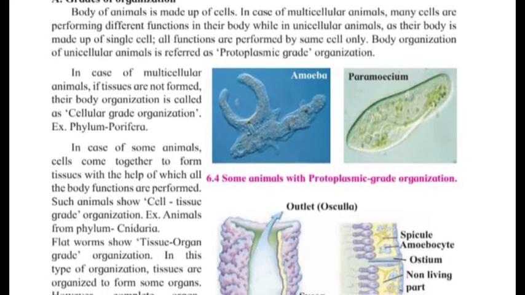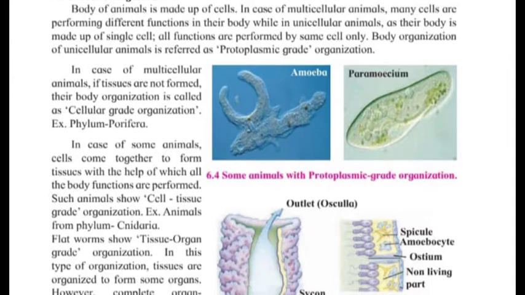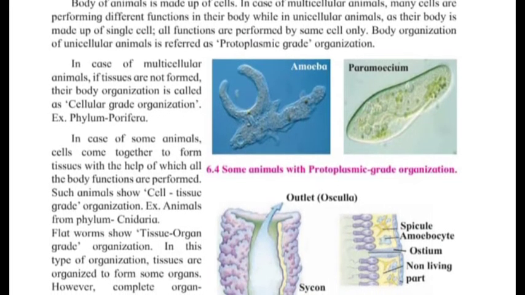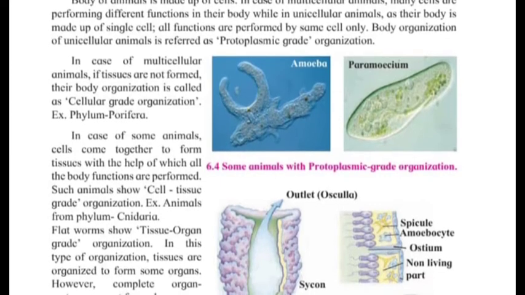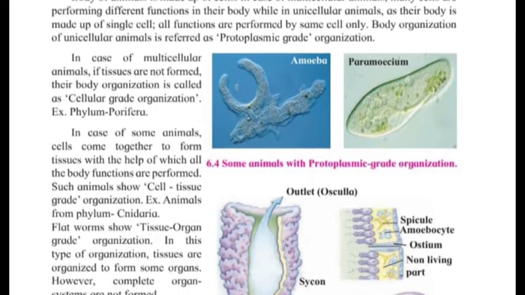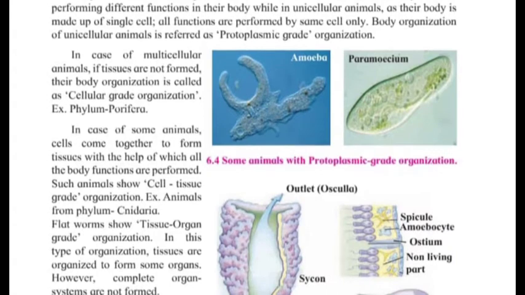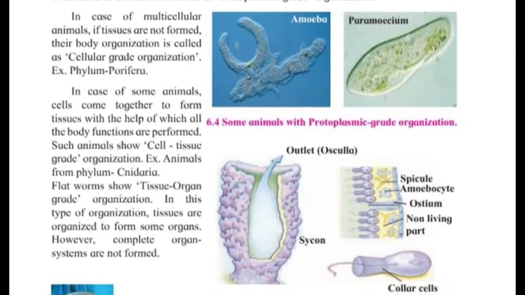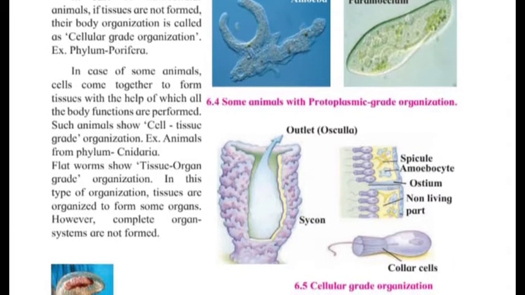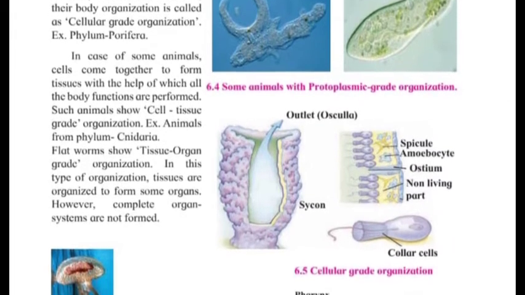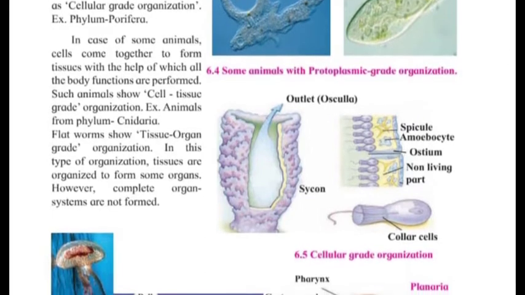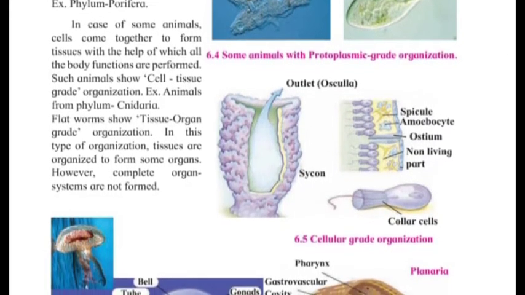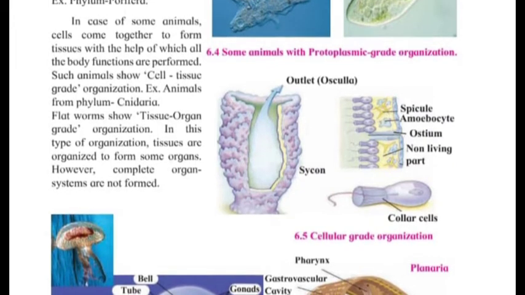In the case of some animals, cells come together to form tissue with the help of which all the body functions are performed. Such animals show cell tissue grade organization. An example of these is phylum Cnidaria. Flatworms show tissue organ grade. In the case of some animals, cells come together to form tissue with the help of which all the body functions are performed. Such animals show tissue grade organization.